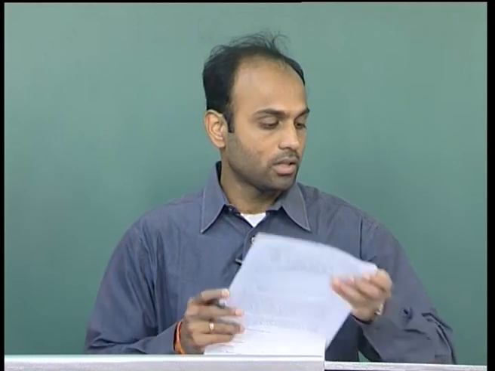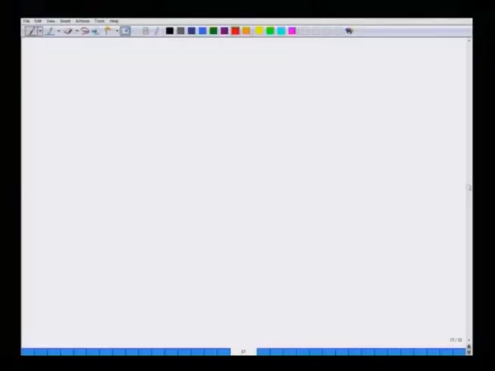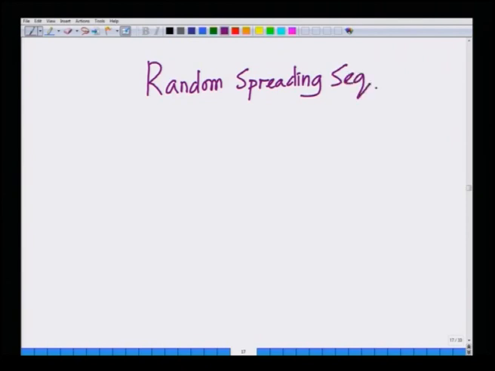Okay. Now, we will move on to studying some more properties of random sequences which are going to be useful to us, namely the cross correlation and the variance properties, so that we can model these sequences during our study of CDMA. So, let me start this discussion on random spreading sequences. Okay. Now, let me consider a random sequence.